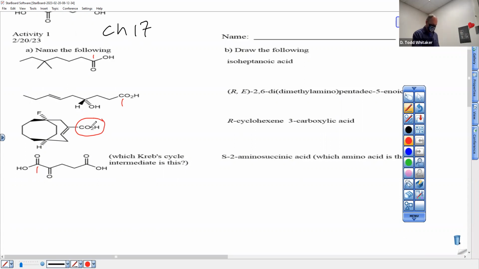Okay, so first one. Those methyls seem to be on carbon number 5 out of 7. 5,5-dimethyl. 7 carbons is hept. The new functional group is carboxylic acid, ends with oic acid. There you go. They're not too bad, these nomenclatures now.